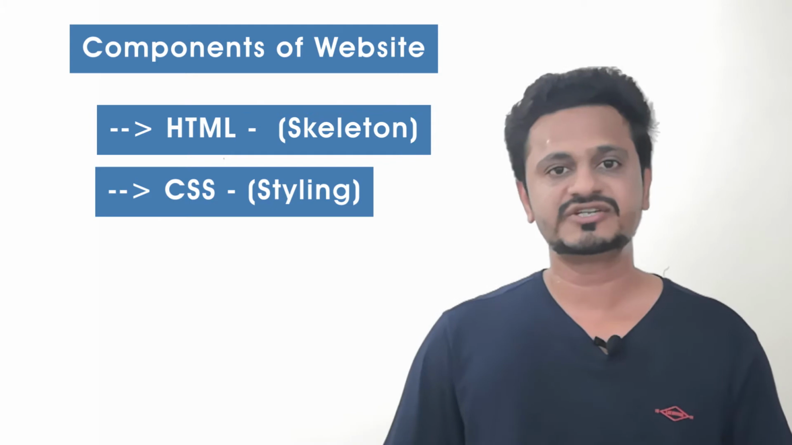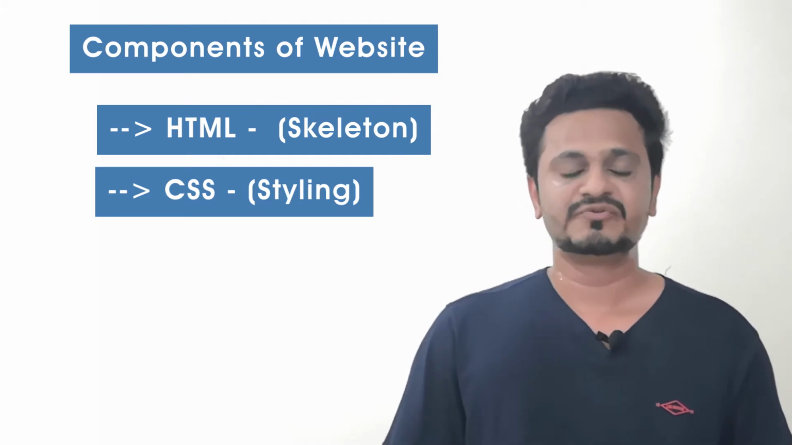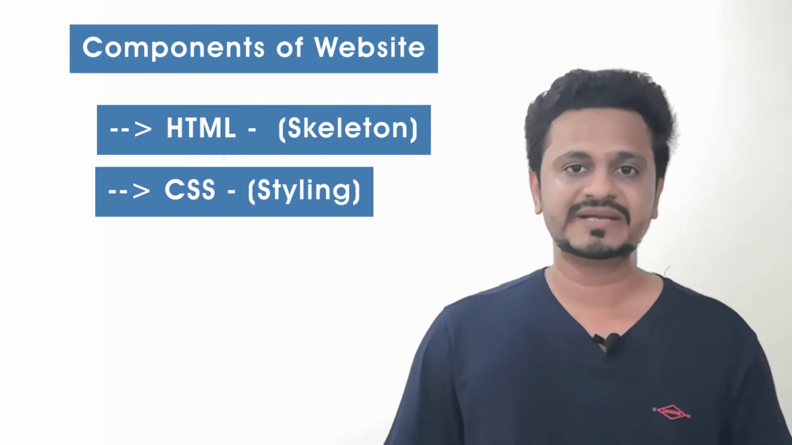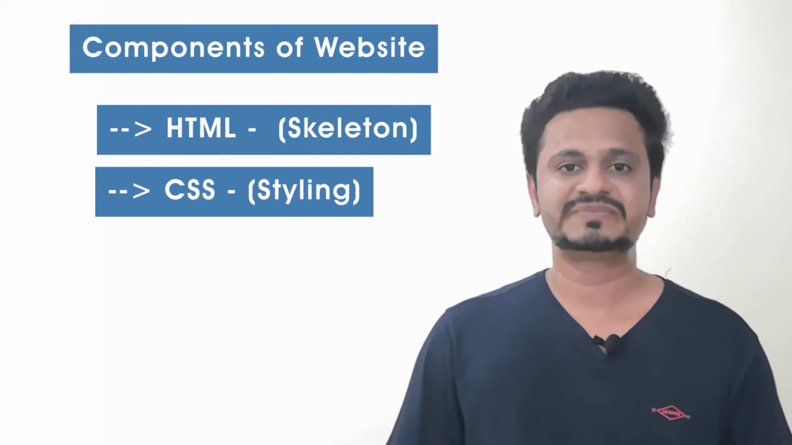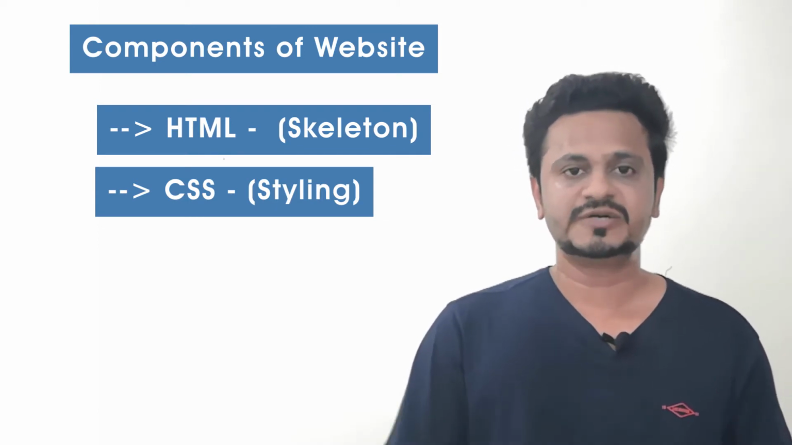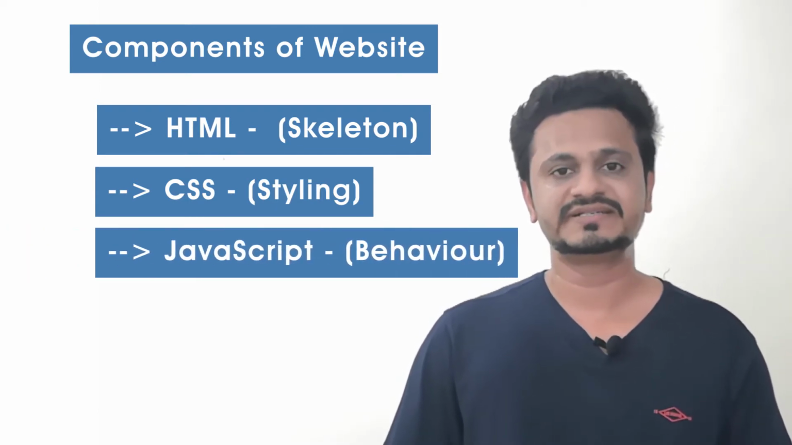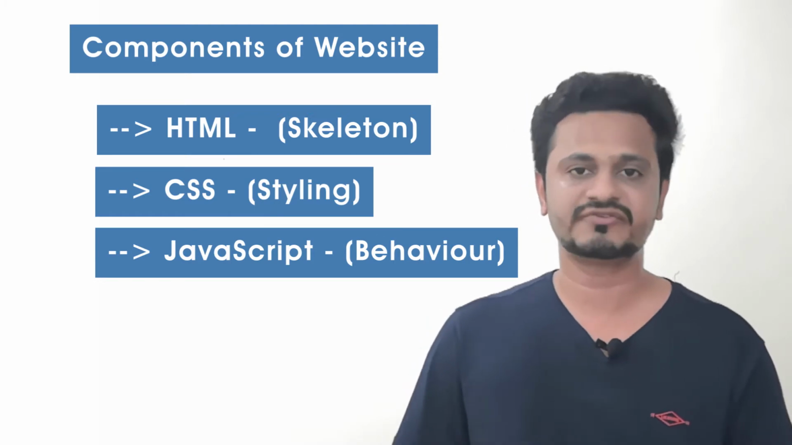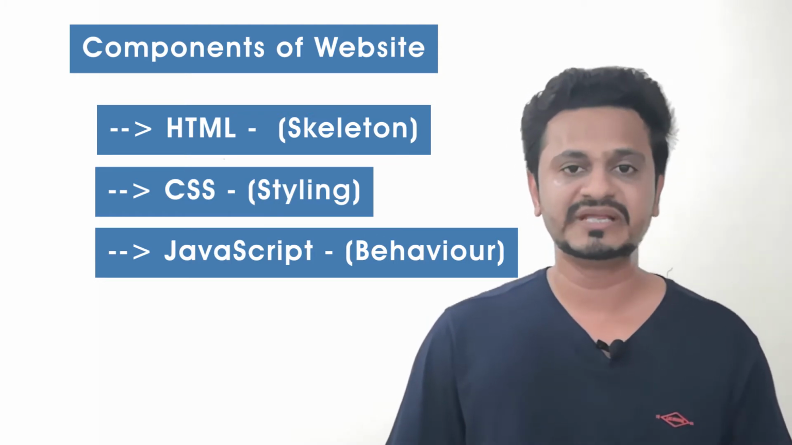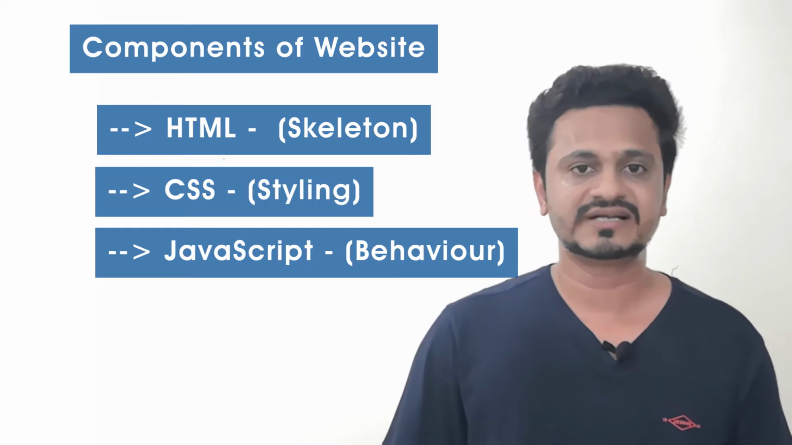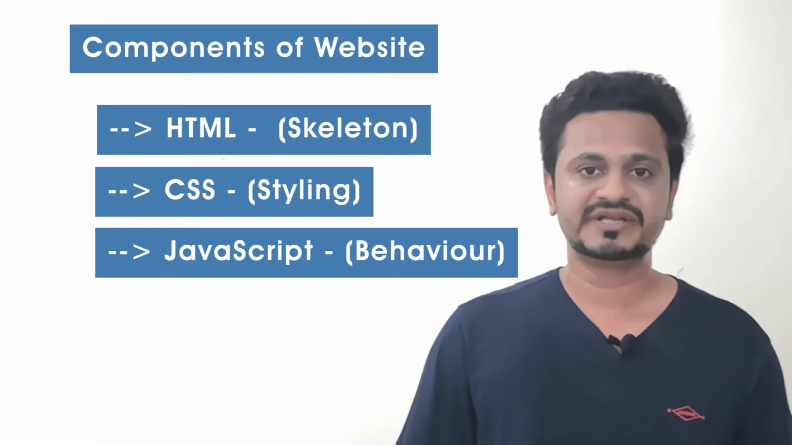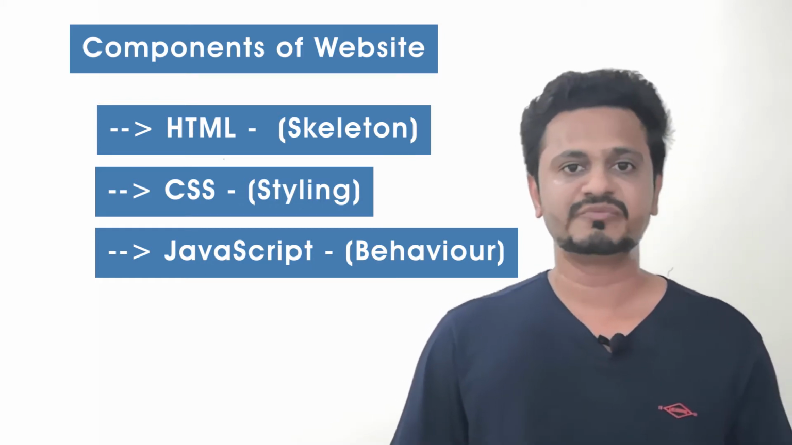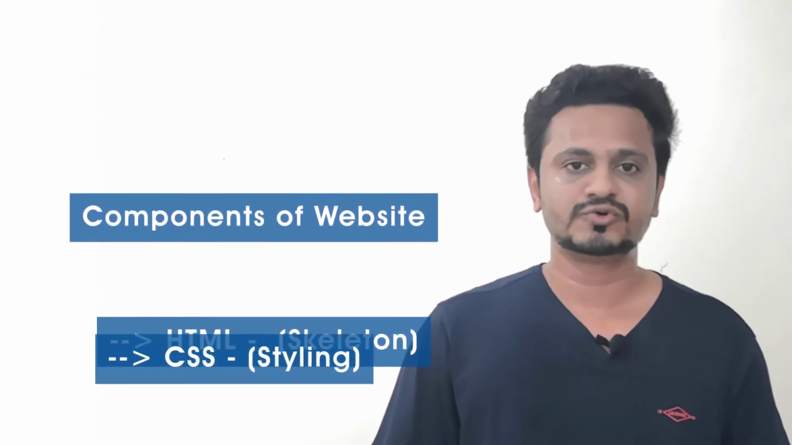Next comes CSS, or style. CSS is also an essential component of the website, which is responsible for the color elements, the style, how the website looks. The third part is JavaScript, which is responsible for the behavior of the website: how your website will behave, how validations occur, how the information in the forms is submitted. So that is all about JavaScript.